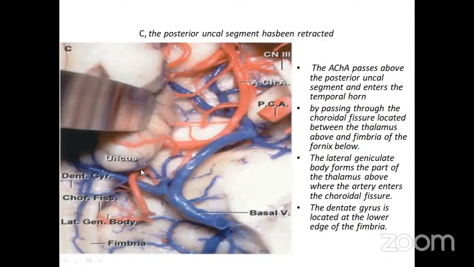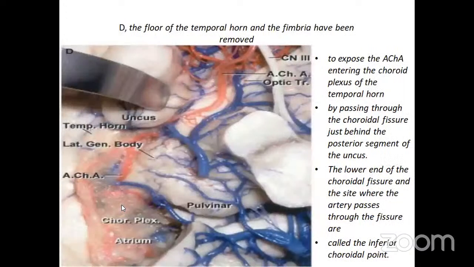So the anterior choroidal artery enters the choroidal fissure here, and in the next image, the floor of the temporal horn and fimbria have been removed. So the anterior choroidal artery's course has again been exposed. It enters the choroid plexus of the temporal horn by passing through the choroidal fissure just behind the posterior segment of the uncus.